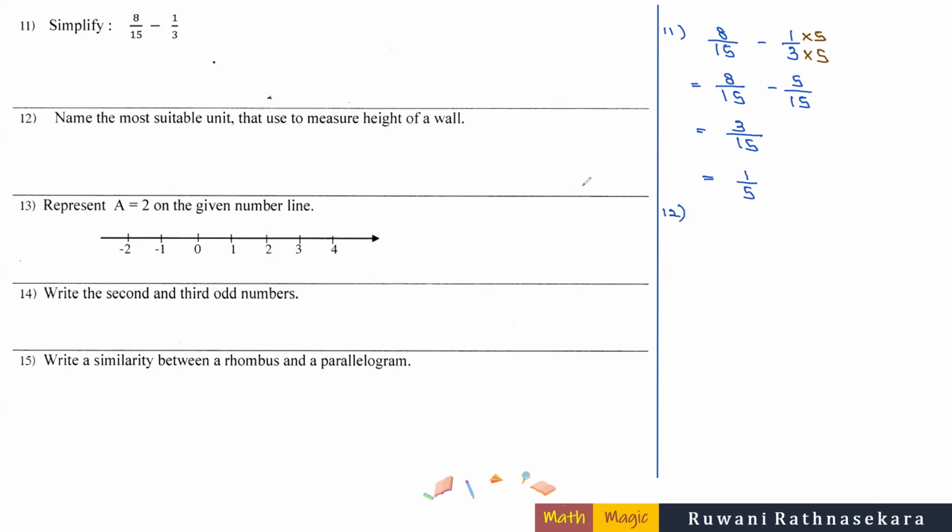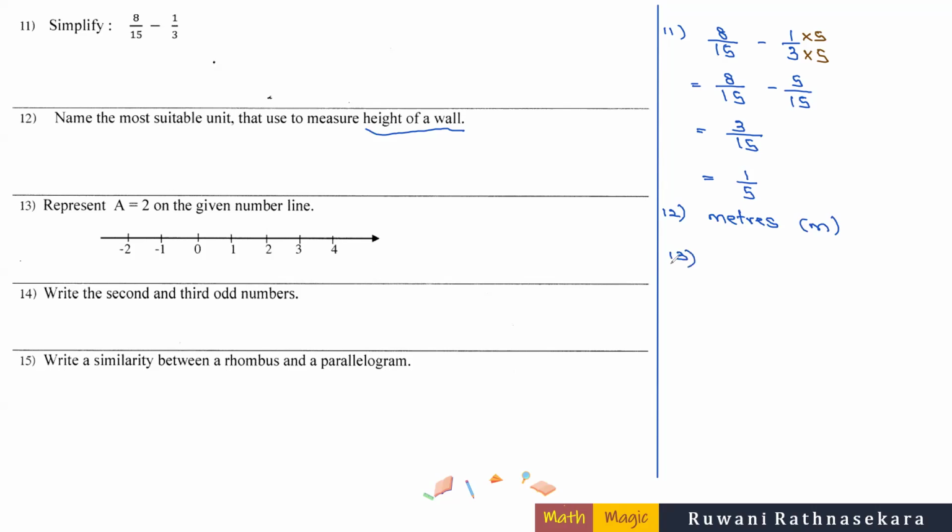The 12th question. What is the most suitable unit to measure the height of a wall? What's a suitable unit? Height is also a length. Right? So you know what the units that we use to measure length are. Meters, centimeters, kilometers, millimeters. They are the units that we use to measure lengths. Right? If you have your general knowledge, to measure the height of a wall, it's meters. Meters. The symbol is simple M.